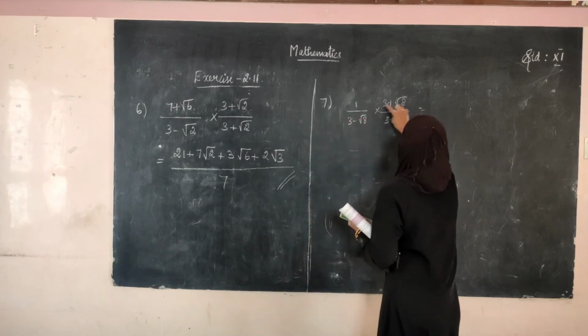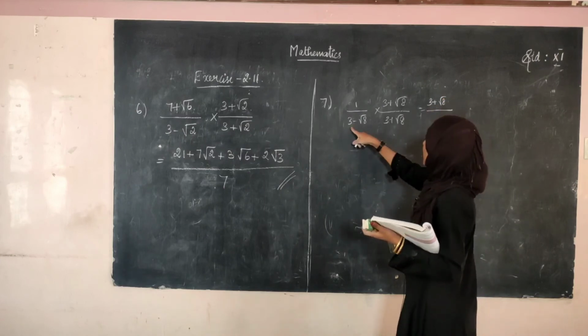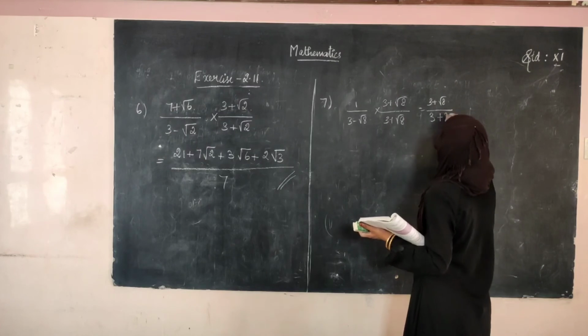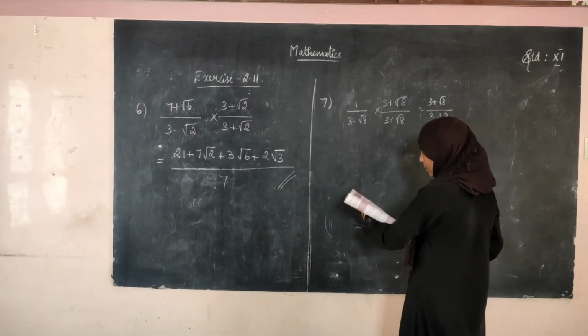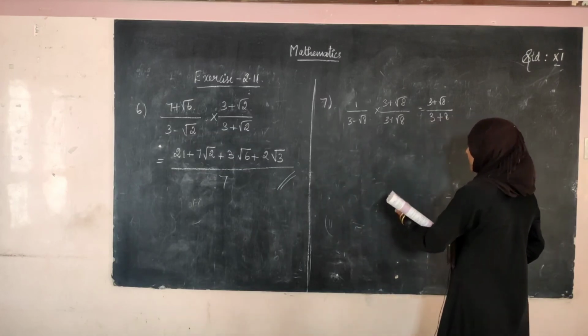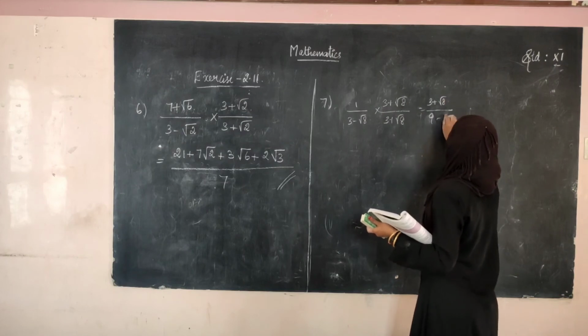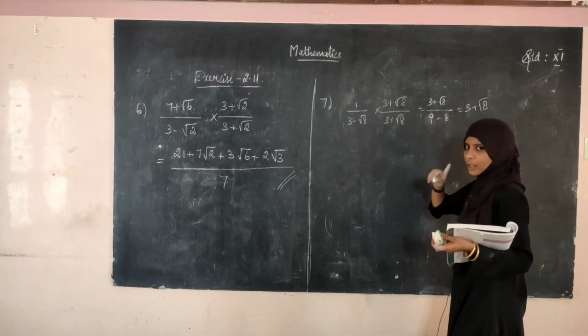So what's the answer? In the numerator it becomes 3 plus root 8. In the denominator, yes, sorry, it is 9 minus 8. So what's the answer? 3 plus root 8. 9 minus 8 is 1.